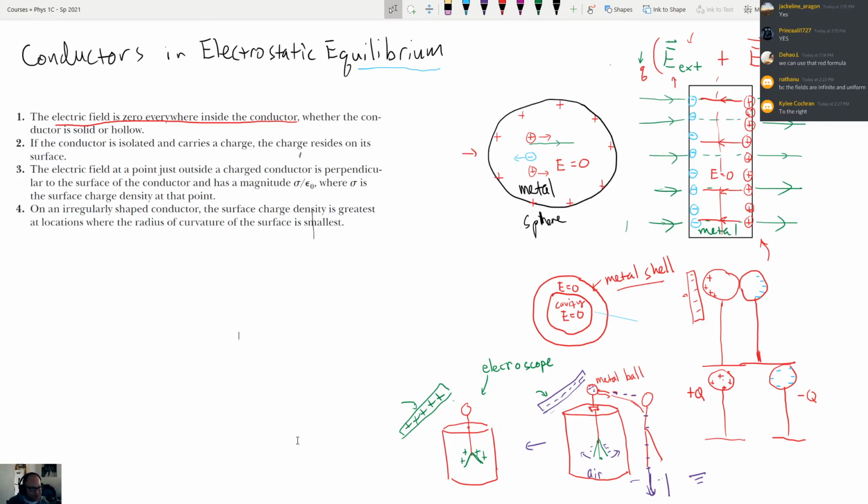About how you can protect yourself in a lightning storm. Maybe some of you already know the answer to that. Let's look at number 2. Number 2 says, if the conductor is isolated, that's important, and carries a charge, the charge resides on its surface.